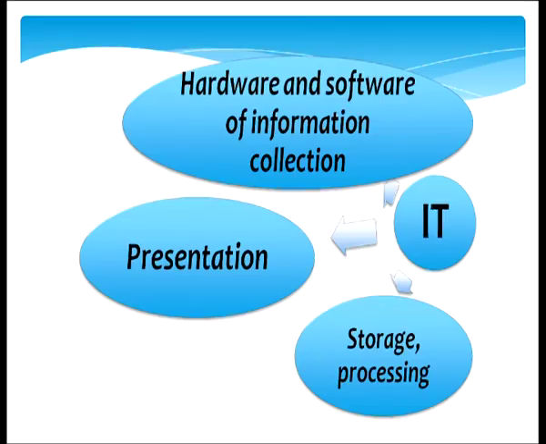IT involves hardware and software of information collection. Hardware would mean the tangible instruments that we make use of. For example, computer, floppy disks, compact disks, USB ports. Software would be the programs that you use for information collection. For example, you make use of a browser to collect information from the network. This information that you use or collect is used for presentation, and you also store this information and process it, that means work on it.